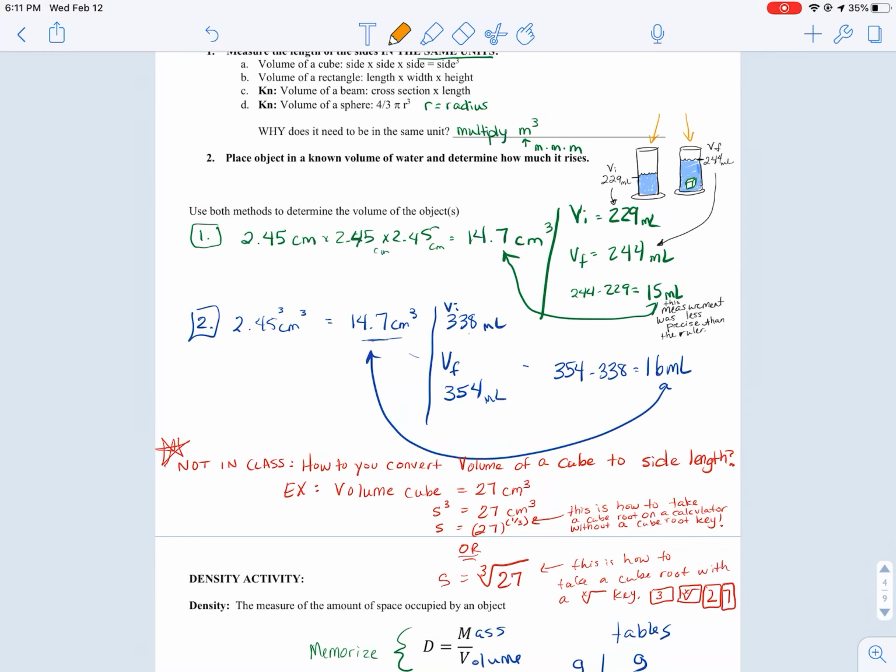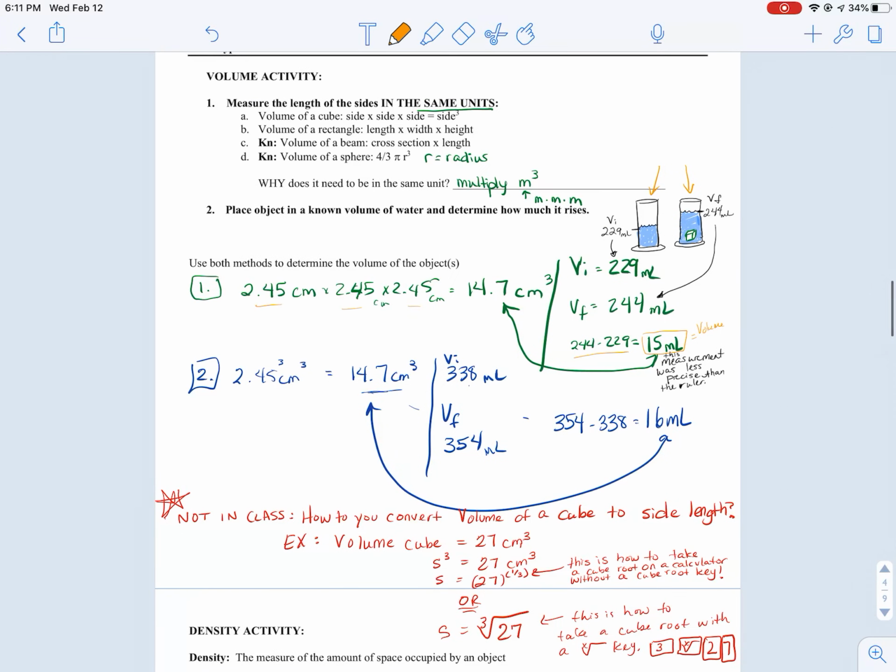When you do that and you take the difference between the two, you're going to end up with how much volume the object occupies. So this will tell you the object's volume. The other way to do it is to measure all of the sides of the cube, multiplying them times each other. As far as whether you need to know how to deal with a beam or a sphere, don't worry about those two.